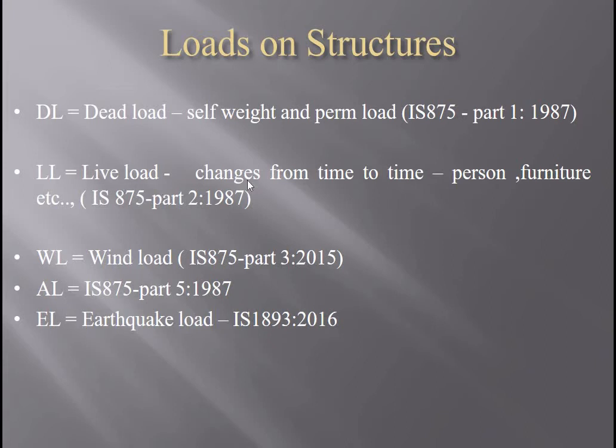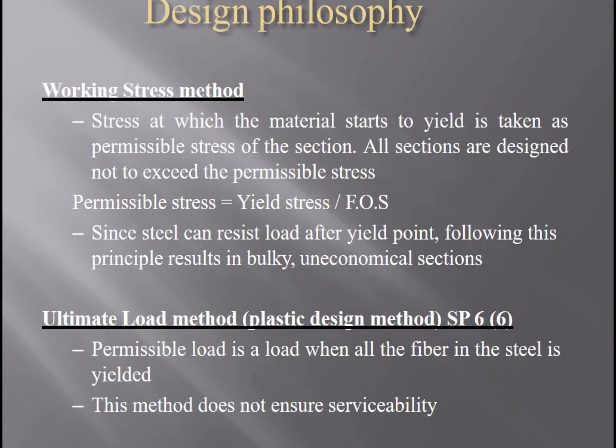Live load, LL, changes from time to time, such as persons and furniture, etc., which is given in IS 875 part 2, 1987. And third is the wind load. Wind load is given in IS 875 part 3, which was revised in 2015. The old one is 87, now the new one is the 2015 code. Accidental load, IS 875 part 5, 1987. Then earthquake load, EL, the reference code is IS 1893, 2016.